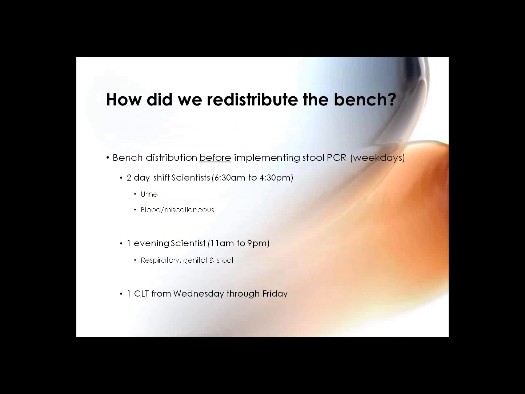How did we distribute the benches? Well, before the PCR, we had 2 day shift scientists coming at 6:30 a.m. and one coming at 11, who stayed until 9. Each scientist was assigned one of the benches. The evening scientist had the stool bench. We also had a CLT working Wednesday through Friday.